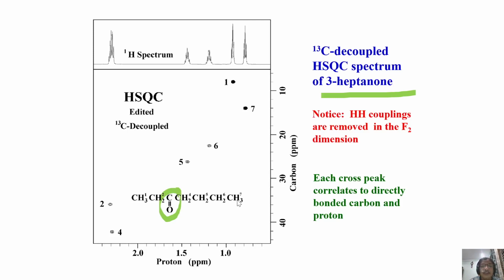Now, this is a carbon-13 decoupled spectrum. That means when you are observing proton, you are decoupling carbon-13. Let us take the example of proton 7. This is a CH3 proton. In a coupled HSQC, this was a doublet, right? But now, because you are removing the carbon-proton coupling, you are seeing only one peak at the center. Very clear, right?